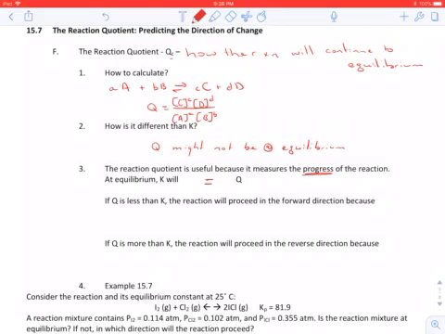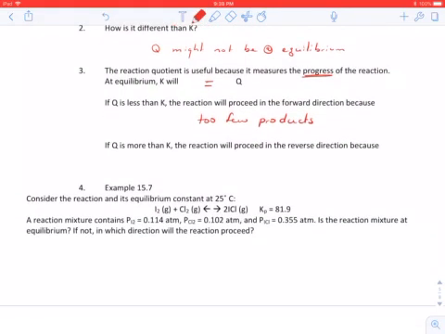If Q is less than K, the reaction will proceed in the forward direction because we have too few products. Remember, it's a ratio of products to reactants. So if Q is smaller than K, we need to get more products to get our ratio bigger. If Q is more than K, the reaction will proceed in the reverse direction because we have too few reactants. Pretty simple. So let's see how this works.